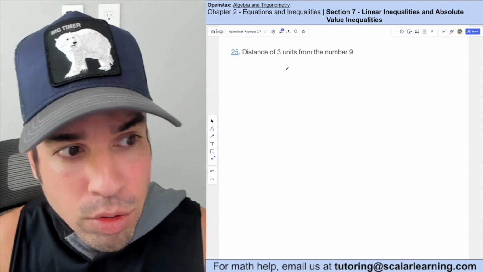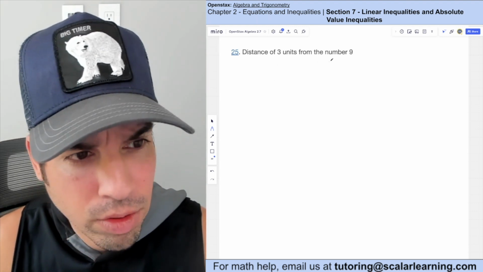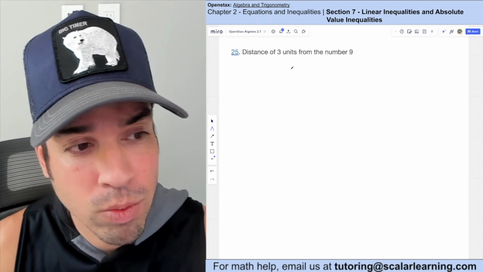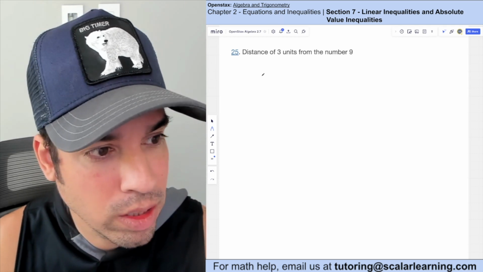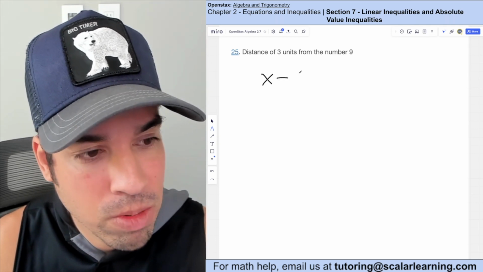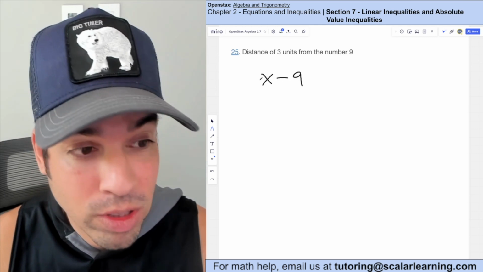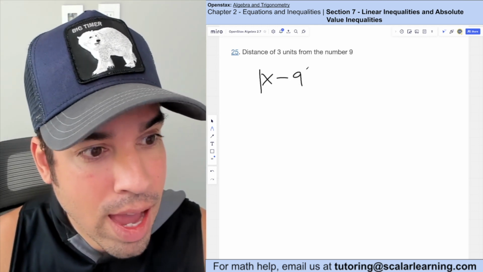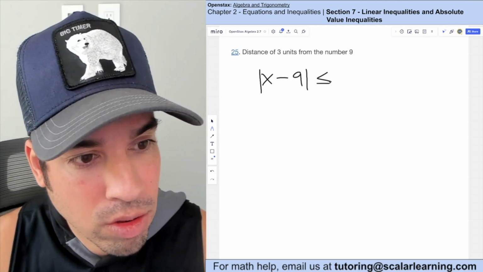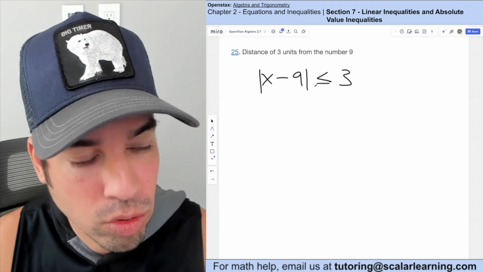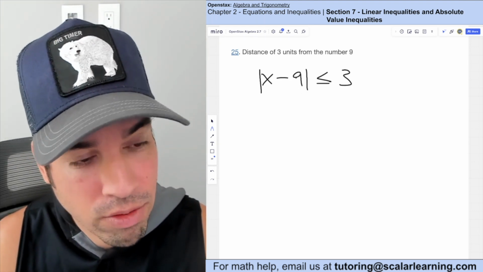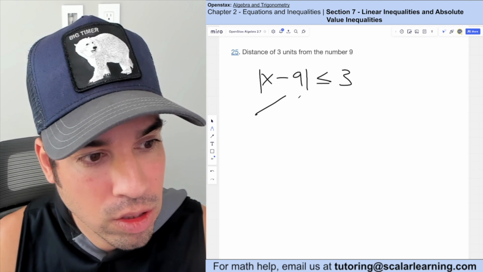So here we're trying to include all the values that are within a distance of 3 units from the number 9. The way that we can represent this in an absolute value inequality is, hey, we've got a number x, and the distance or difference of 9 has to be within 3 units, less than or equal to 3. So 3 or less than from 9. Now we can just solve this inequality to get the answer.